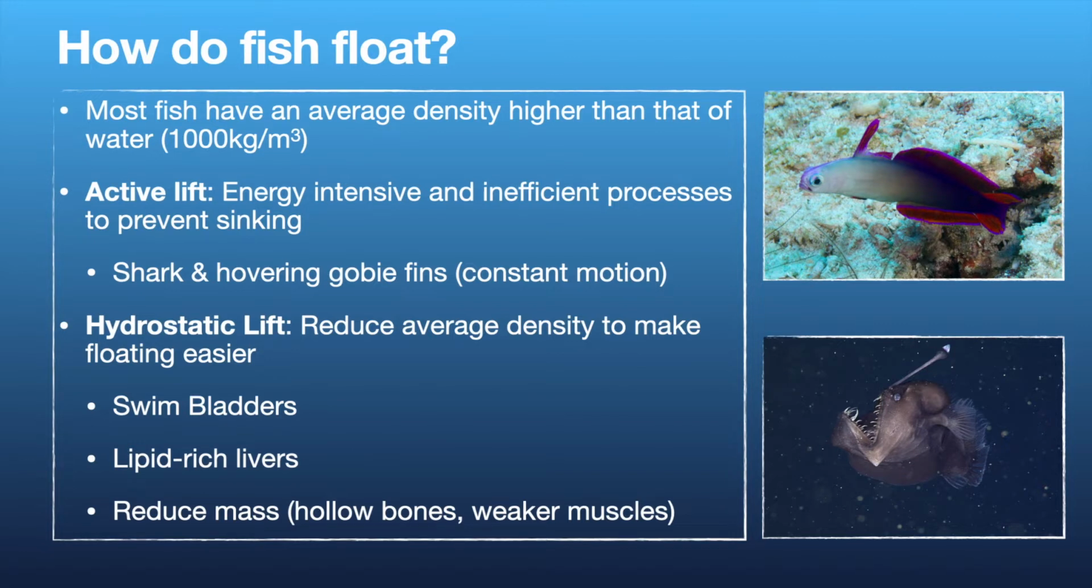Another way that fish accomplish this is through hydrostatic lift, which reduces the average density of the fish to make floating easier. They accomplish this in three different ways: swim bladders, lipid-rich livers, and reducing the overall mass of the body. This is usually in deep-sea fish like anglerfish.